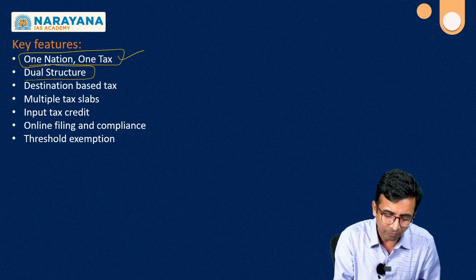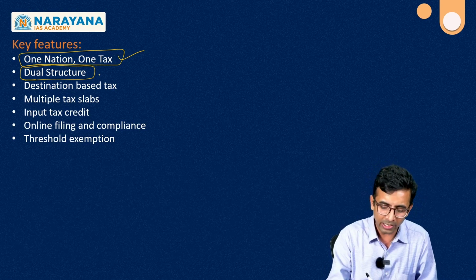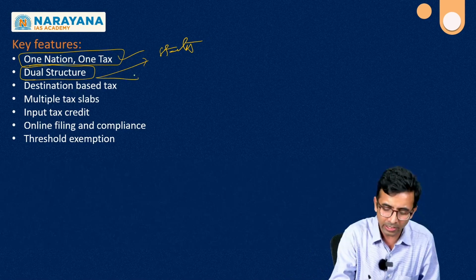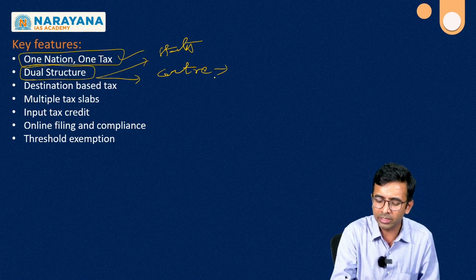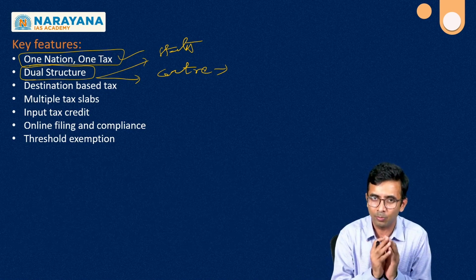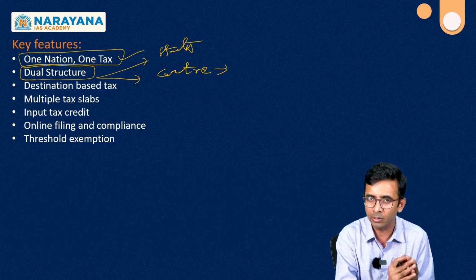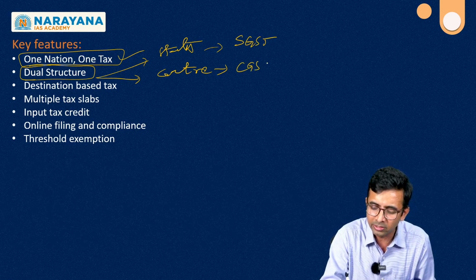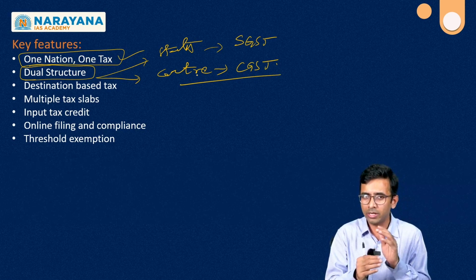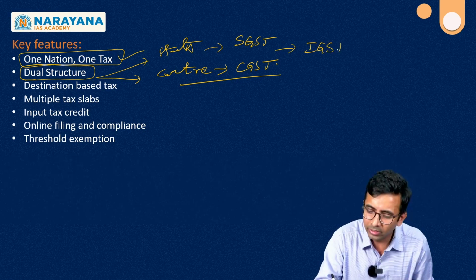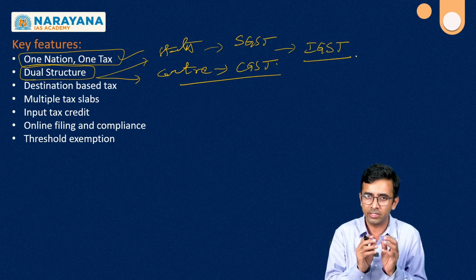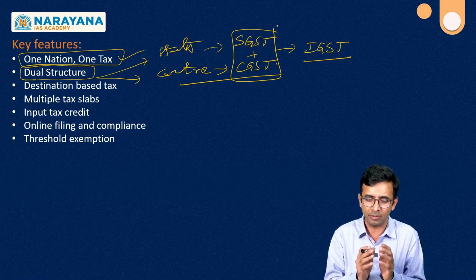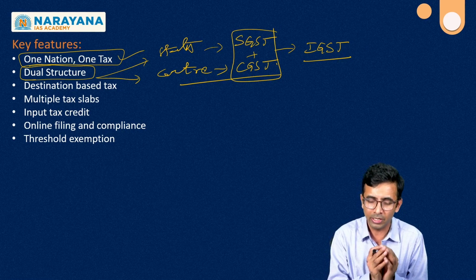Second, it involves what is referred to as a dual structure, by which it means that there is a component with regard to states, because a number of state taxes have been subsumed into it, and there is a component for the center also, because even the central indirect taxes have been subsumed into this one single entity called GST. So this is referred to as SGST and this is referred to as CGST. And whenever there is cross-border trade between the states, this is referred to as IGST, integrated GST. In value terms, it is equivalent to both SGST plus CGST. This is the dual structure pertaining to GST.